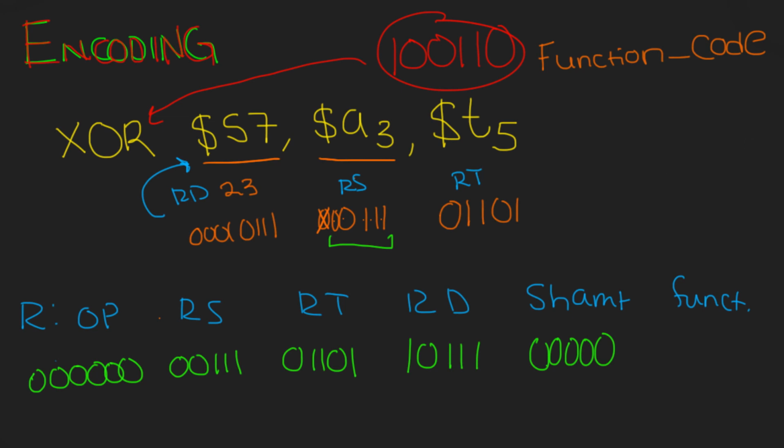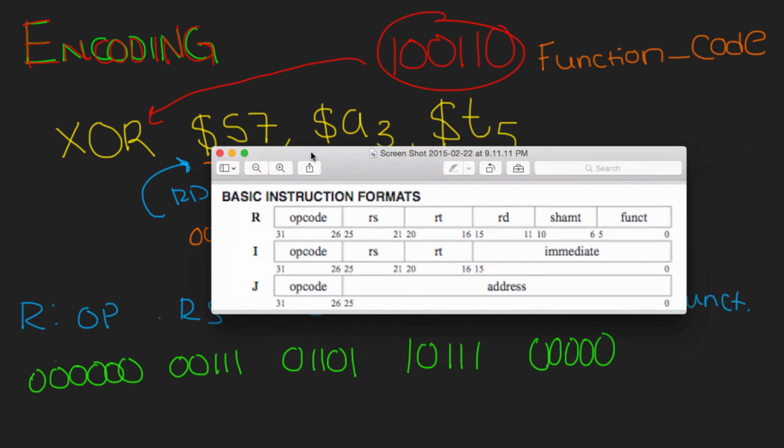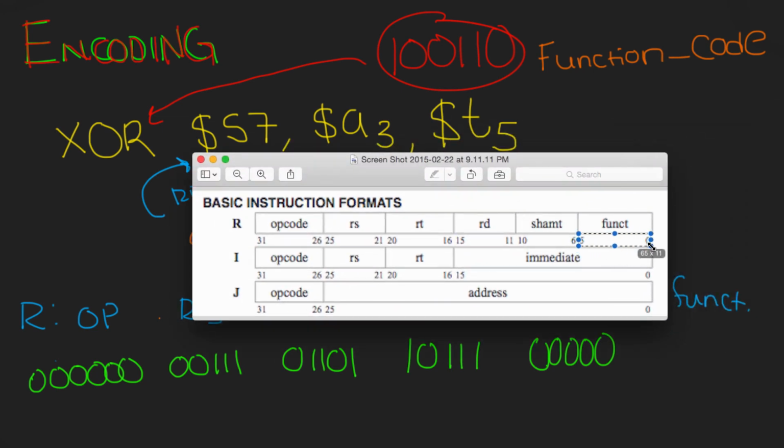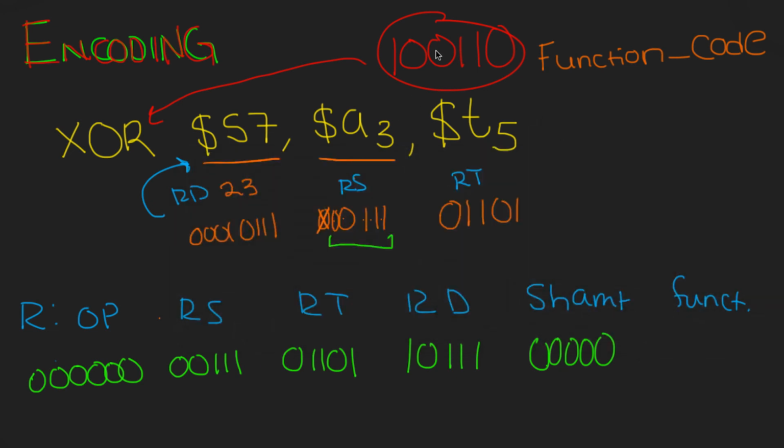And last but not least, we have our function code. And our function code always has 6 bits. And as you see here, the function code that we found earlier is 6 bits. So we would put 100110. And what we've done here is we've created the machine readable instruction encoding for the XOR statement with these registers. This is how your computer is computing this function.